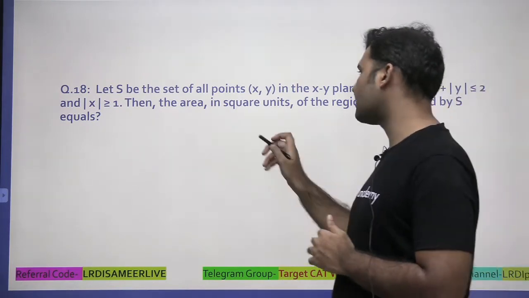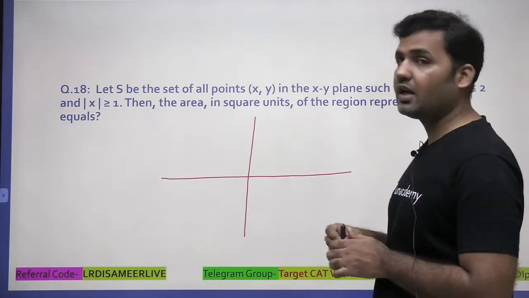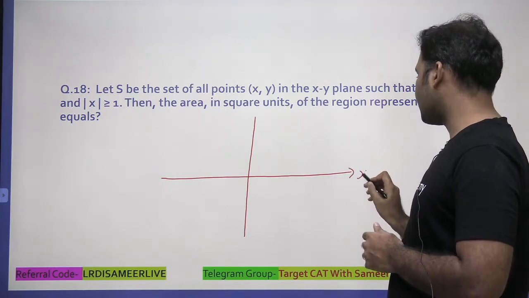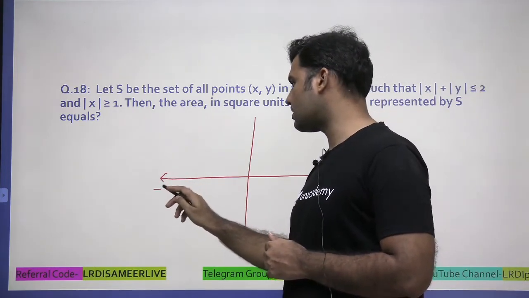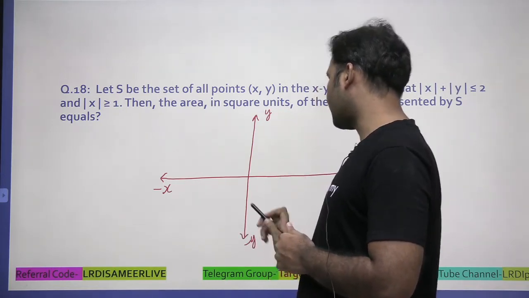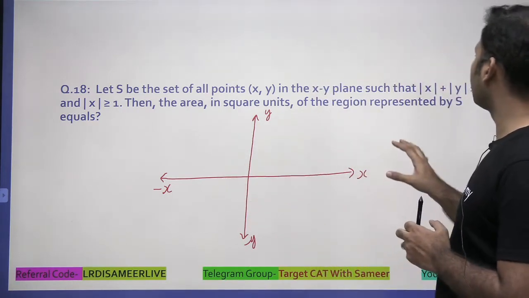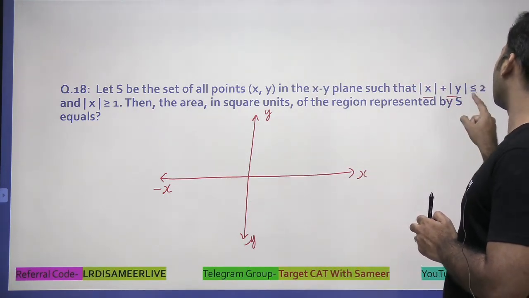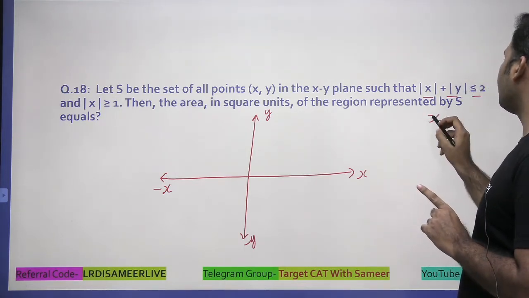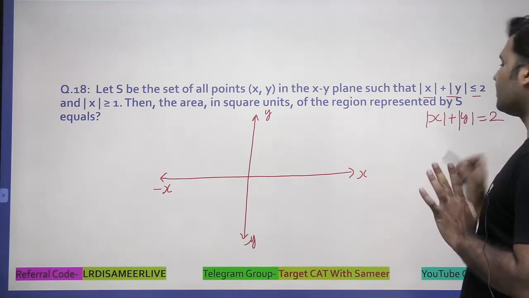So when I talk about the xy plane, I know that the complete xy plane can be divided into 4 quadrants, right? This is the positive direction of x-axis, this is a negative direction of x-axis, this is positive direction of y-axis, and this is a negative direction of y-axis. Now, all the xy points which lie on this plane such that mod of x plus mod of y is less than equal to 2. Now, to answer this question, you should know how to make a graph of mod of x plus mod of y is equal to 2.